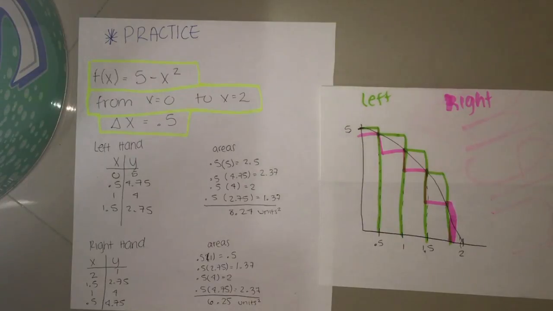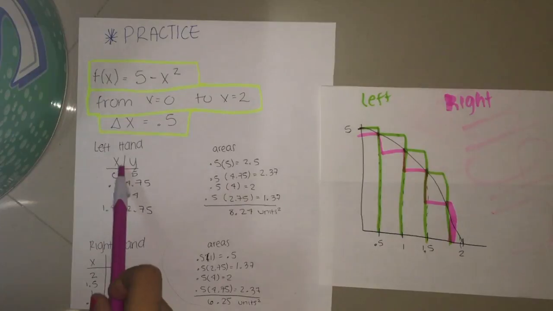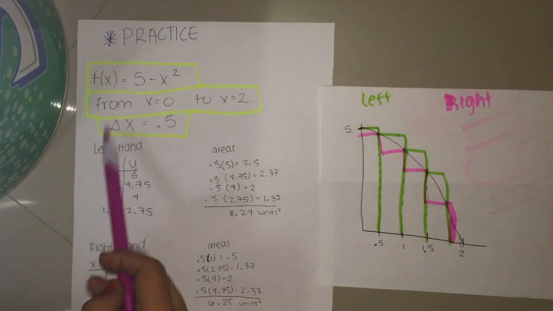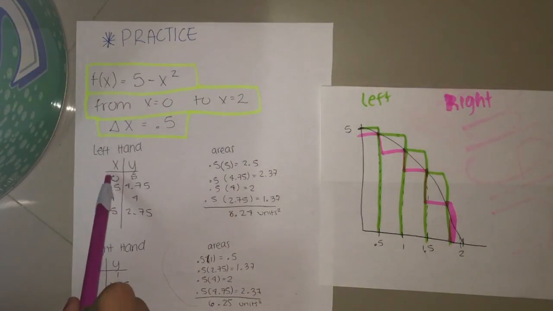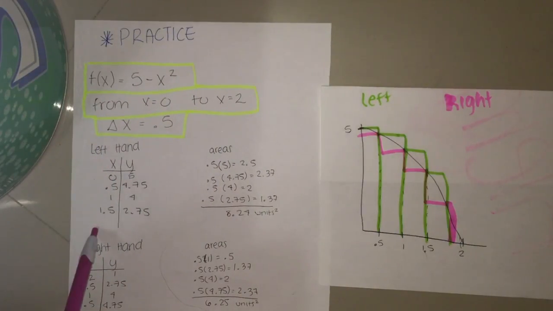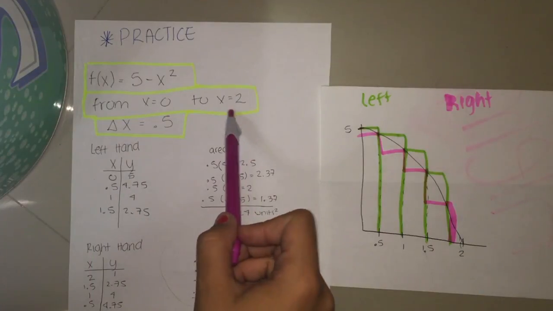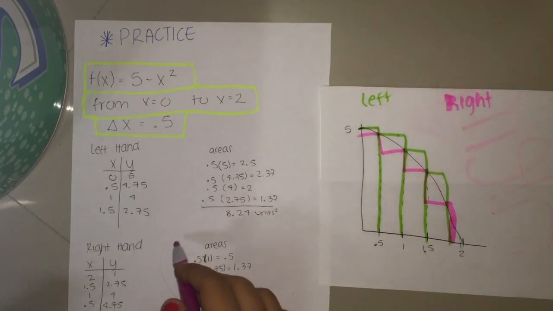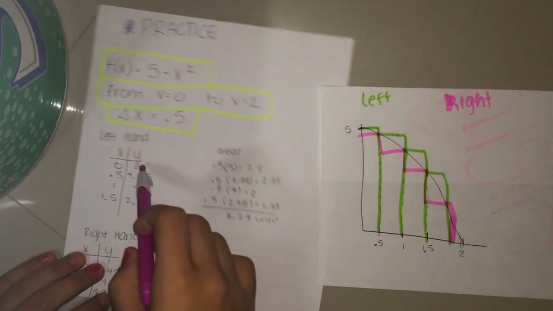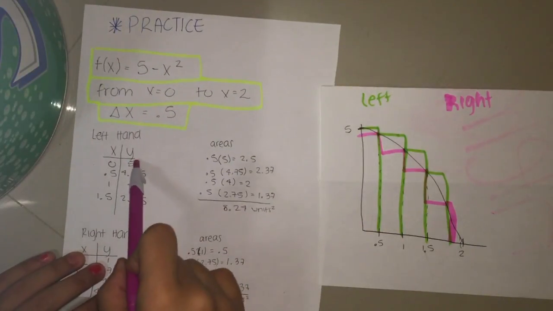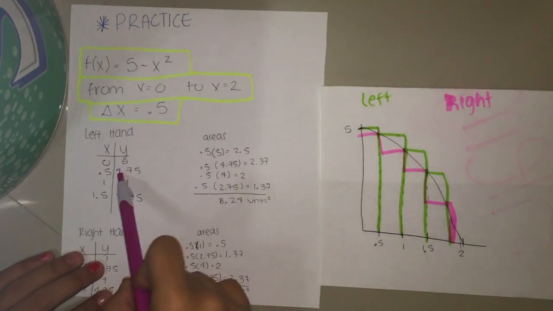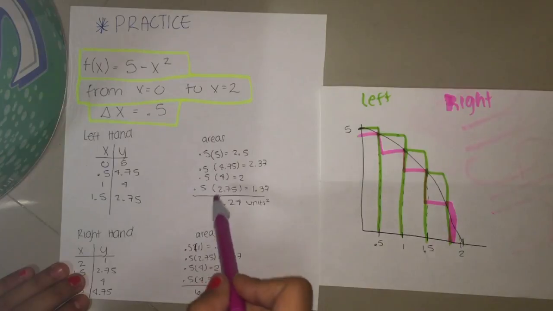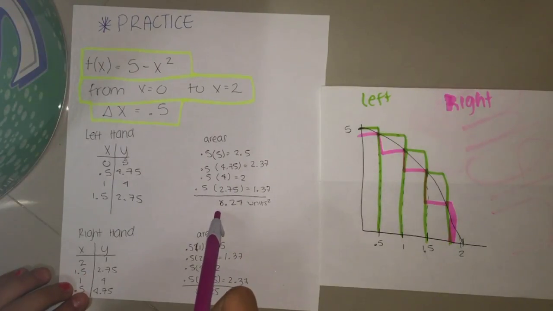Okay, here's the answers for the practice problem that I wrote before. The x-axis, the same thing, you're gonna write the values you're given of the range. So you put 0, 0.5, 1 and 1.5. Remember, you don't go till the last number. So in this case, the y values are gonna be these ones, and then you're gonna multiply all these numbers times your delta x to get the area of the left hand. In this case, the total area of the left hand is 8.24.